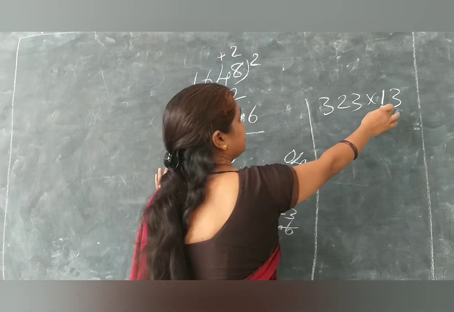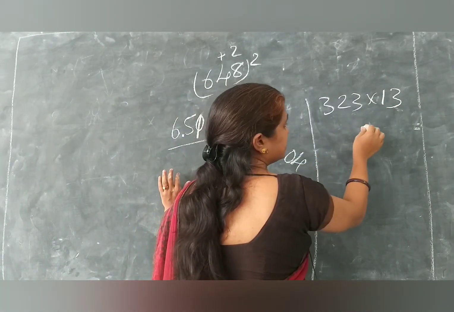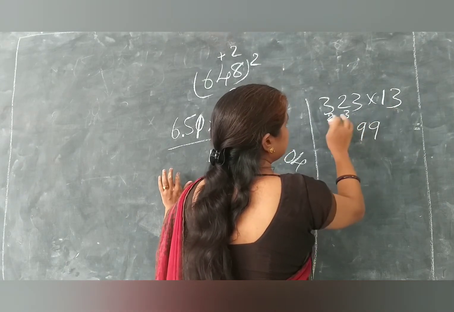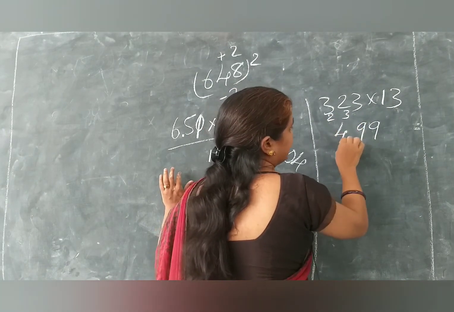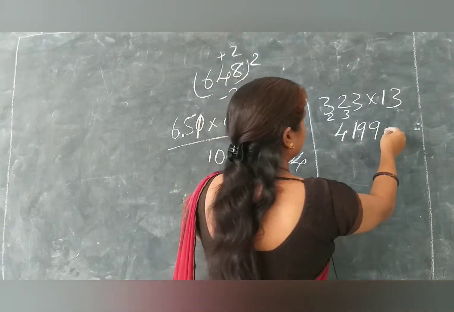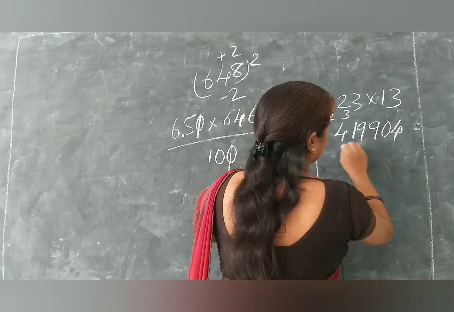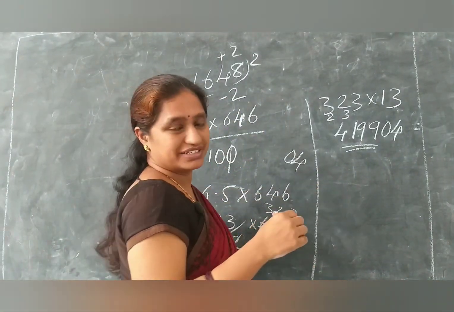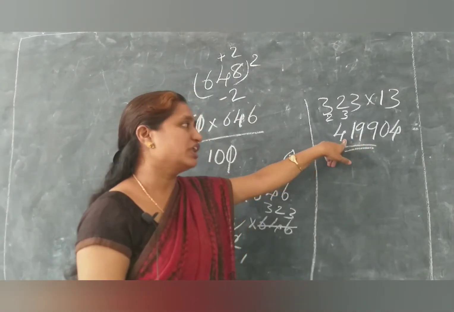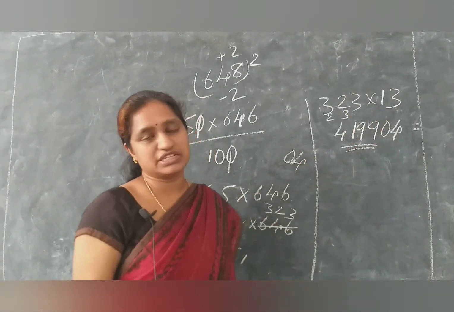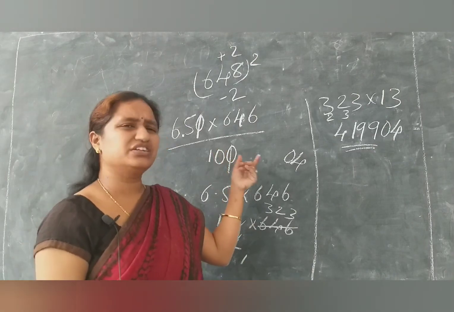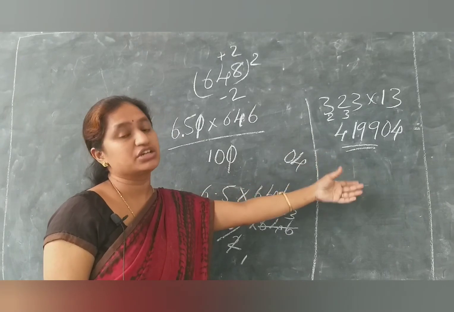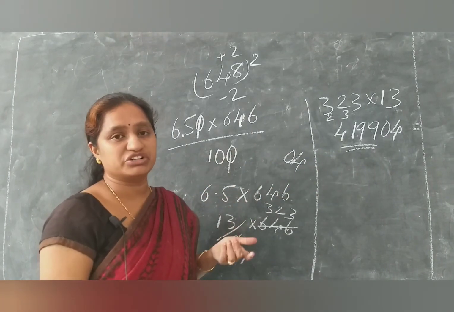Now see here, 323 into 13, what is 13 3s are? 39. 13 2s are 26, 29. 2 13 3s are 39 plus 2, 41. Now this 4, I am going to add as it is. Now, have you got the answer? Yes? Is it clear, guys? 4,19,904. Is it clear? Because I'm explaining, it takes 1.5 to 2 minutes. When you practice it, you will do it within seconds.